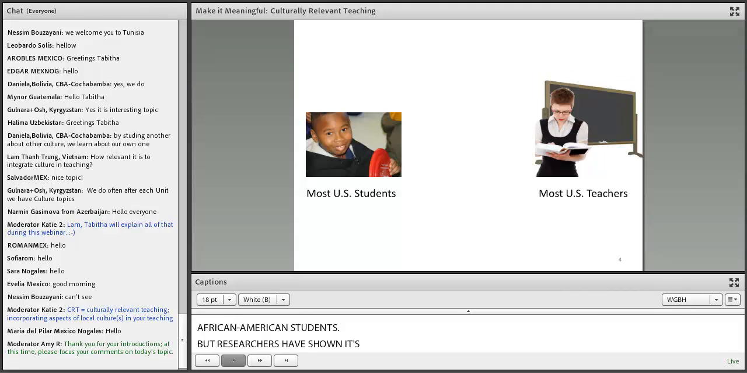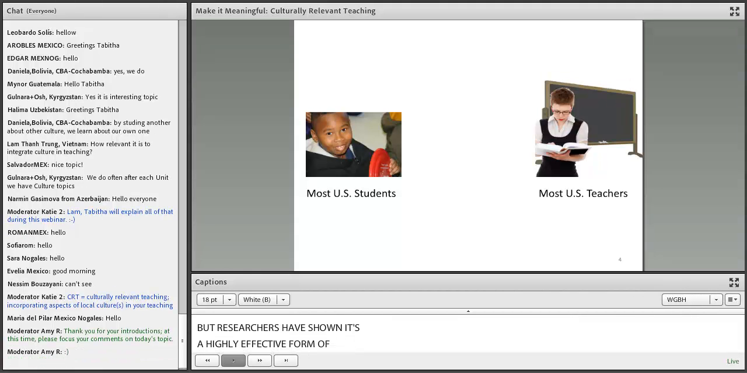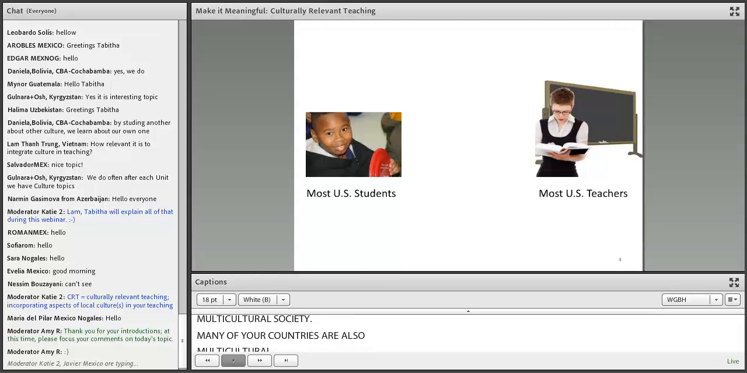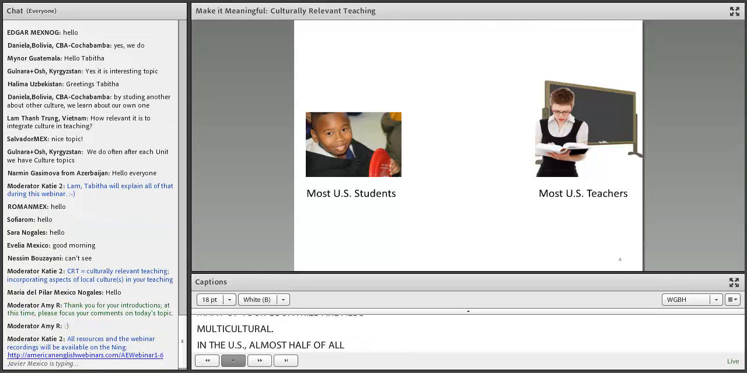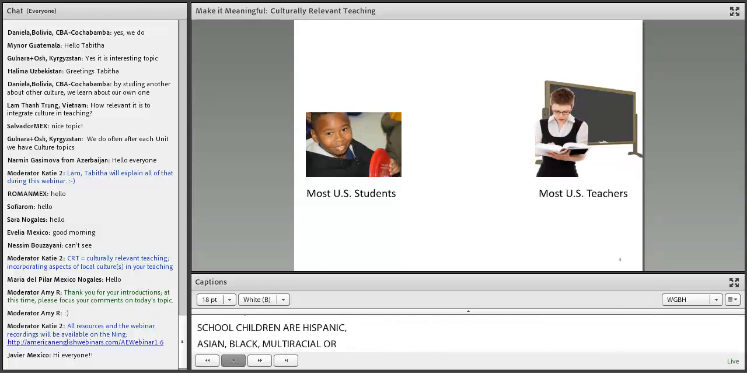So in the United States, we have a multicultural society. Many of your countries are also multicultural. But in the US, almost half of all school children are Hispanic, Asian, Black, multiracial, or members of another minority group, while the majority of teachers are white.